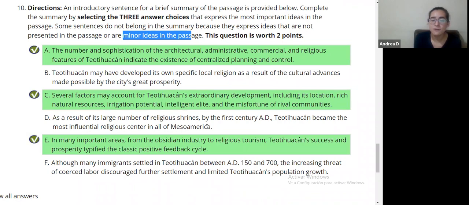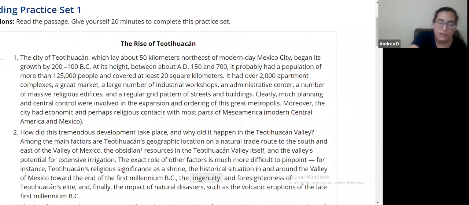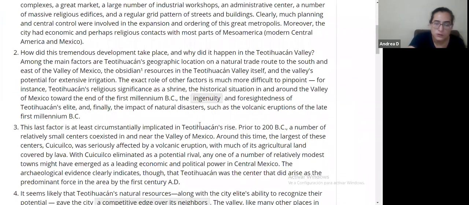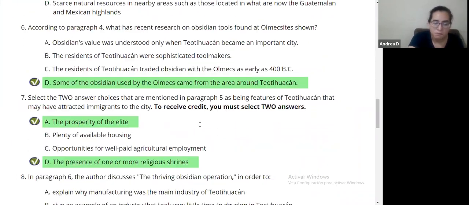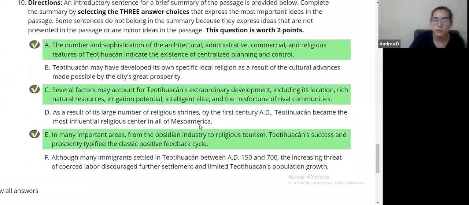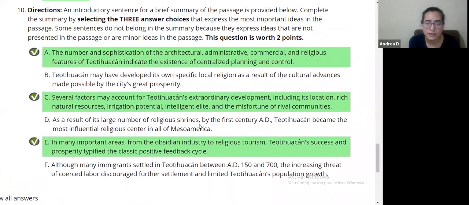And in this case, the main idea of the passage, as we said last class because of the title, is about the development of Teotihuacan. And we have many factors that influence that, or many ways in which this city developed, many different things, you know? It's not just about immigrants or just about religion or just about natural resources. So it's about a lot of things. So try to choose the ones that are, you know, broad ones.